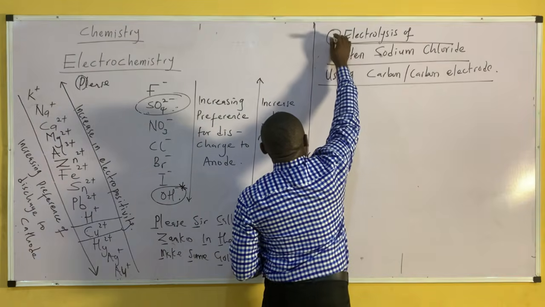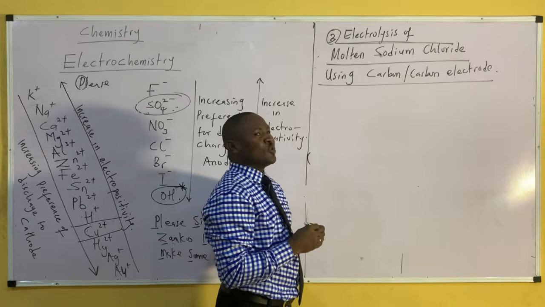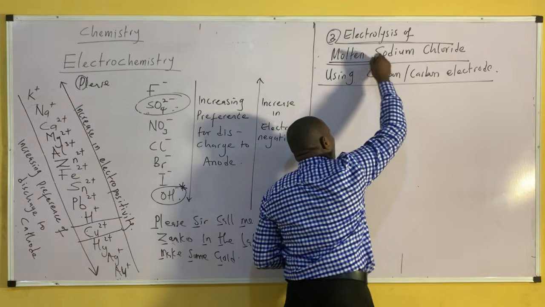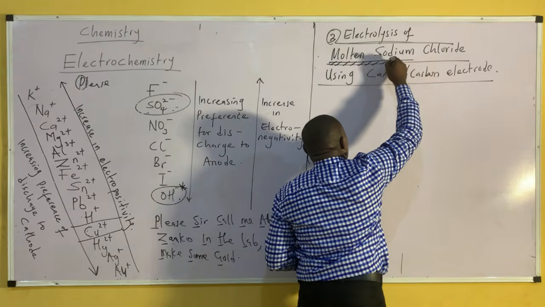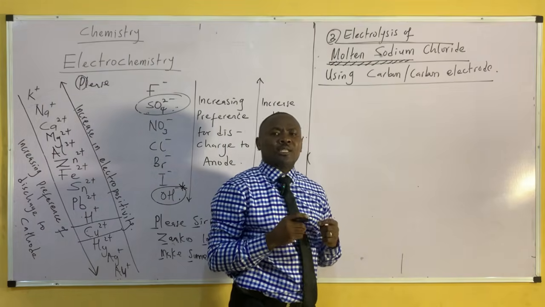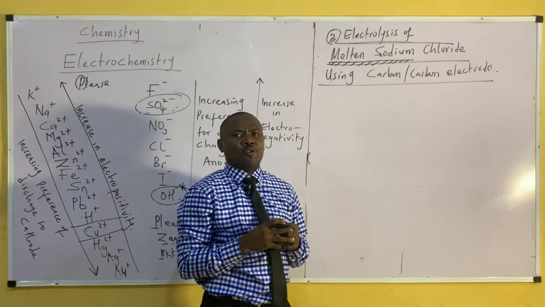Thank you. Now let's look at another example, which is now example 3. Electrolysis of molten sodium chloride. Molten. This is a very important word that you have to take note of. Molten sodium chloride. Sodium chloride on its own is a typical ionic compound and it's in a solid form.